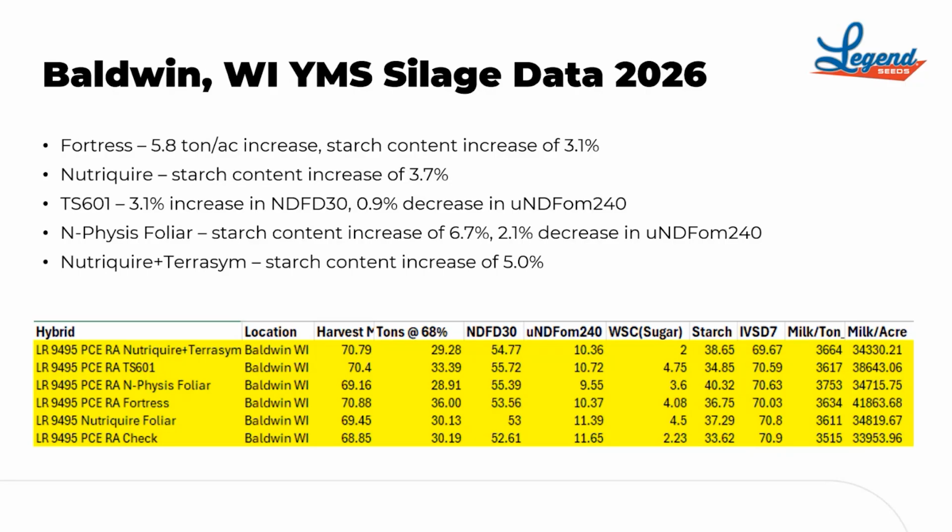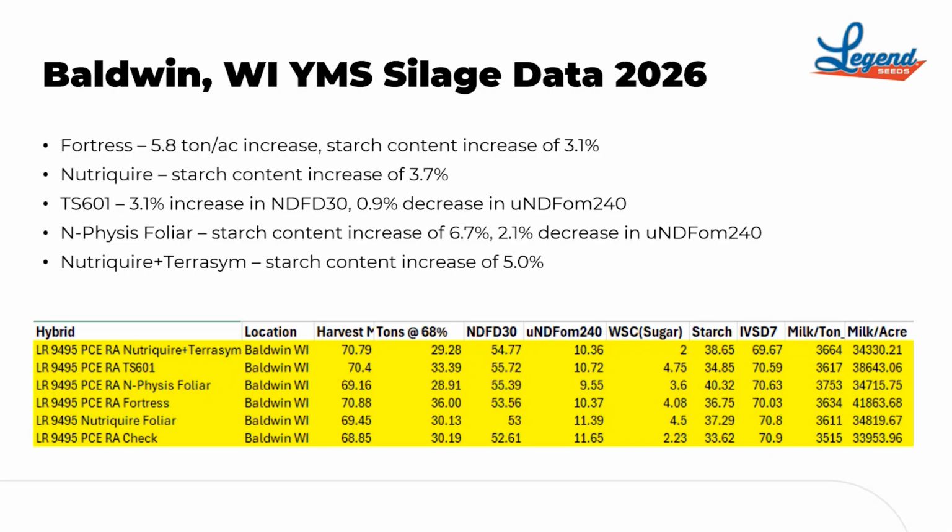The other one that kind of shocked me, and I don't think it's going to happen every year, is that it did decrease the UNDF 240 by 2.1%. So that was kind of interesting to see. But that starch content of 6 points is a little high in a normal scenario. Every single year that we've tested Emphasis or the Invita product, we haven't always posted the silage data on that. That's going to change going forward in the future.